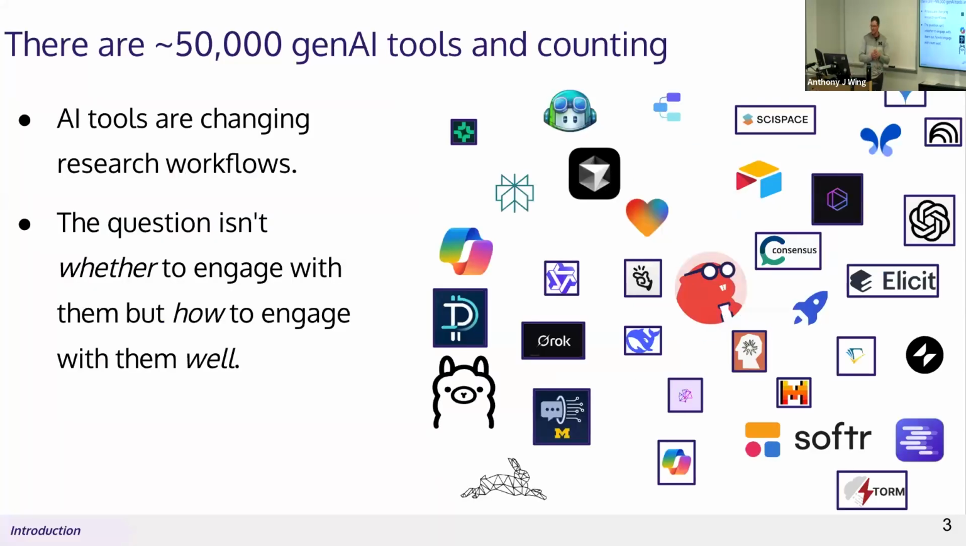Okay, so just to set the stage, again, I don't want to lecture too much at you, but I do have to do a little bit of lecturing, right? Currently, there are roughly 50,000 Gen AI tools out there, and this is obviously growing by the day. Really popular field. No question, these tools are changing the workflows of just about everything, research included. And it's at the point now where the question isn't whether to engage with these tools, it's how to engage with them well, right? You have to think about how you're using them, why you're using them, when you should be using them, when you really shouldn't be using them.